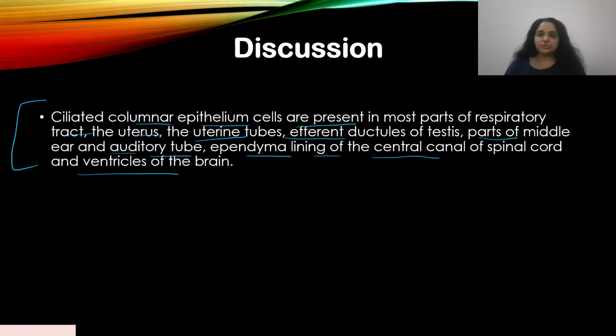Similarly, in the fallopian tube, when the egg is released, the ova is released into the fallopian tube, it needs to be pushed out from the ovary towards the uterus, right? So cilia does that job in the fallopian tube. So you can think of it this way: wherever there is some movement required, cilia plays a role in that. So these are the areas in the body that I've already listed down. If you want, you can note down where ciliated columnar epithelium is present.